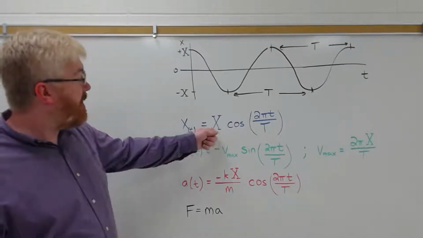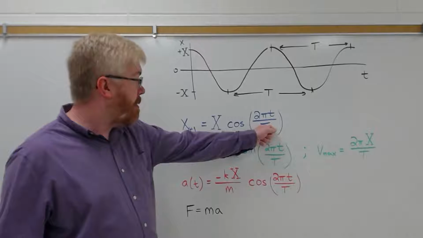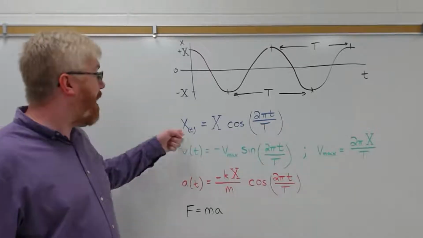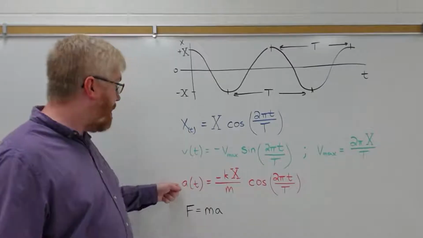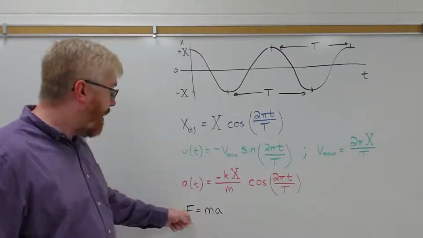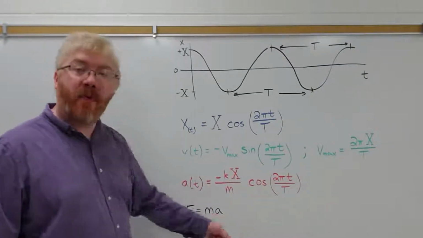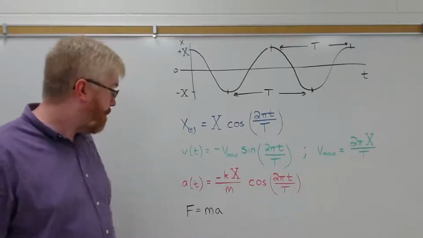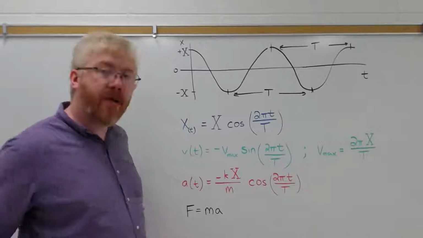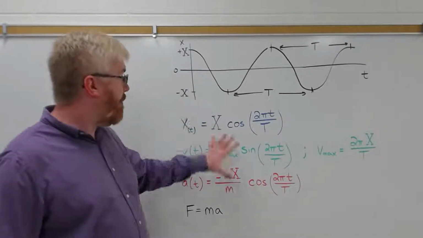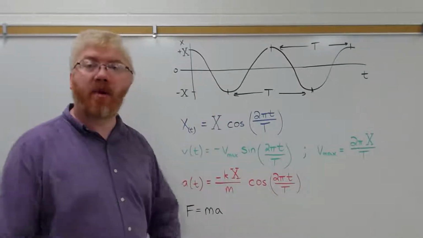But once you have the amplitude and the period, you can figure out what the position is at any time, what the velocity is at any time, what the acceleration is at any time, and if you know the mass, you can figure out what the force is at any time. You also need the spring constant and the mass to figure out the acceleration. So a lot of information you can get from these simple harmonic oscillators.